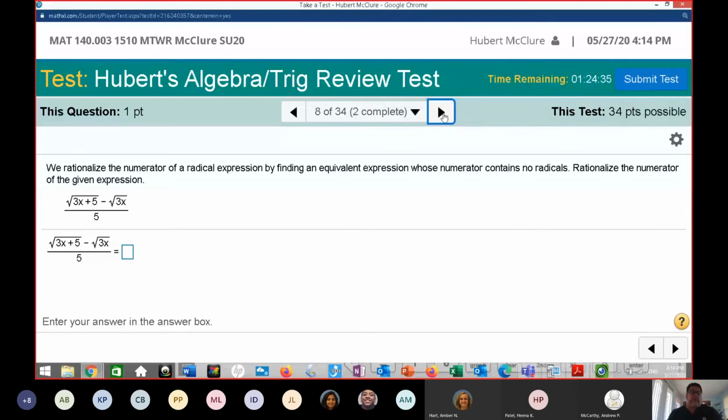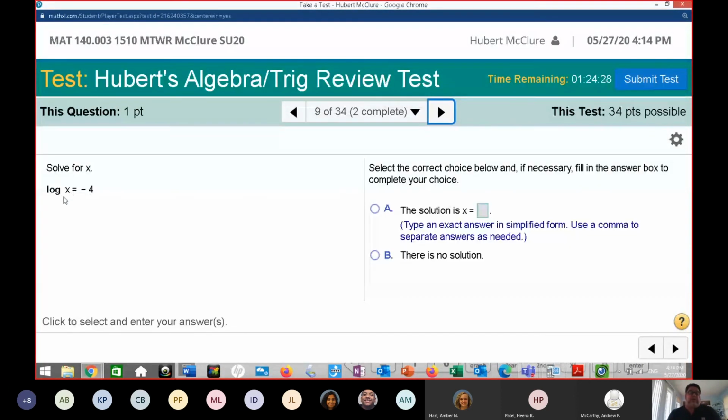Log of x is equal to -4. Log base 10. That's going to be 10 to the -4 is equal to x, using the definition of a logarithm. And 10 to the -4 is 1 over 10 to the 4, which is 10,000, something like that. 1 over 10,000.